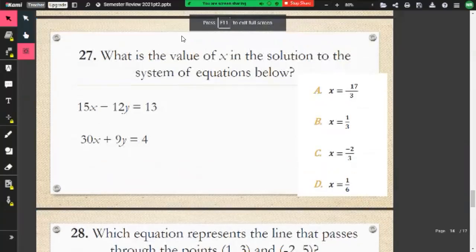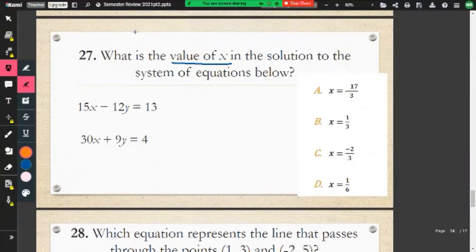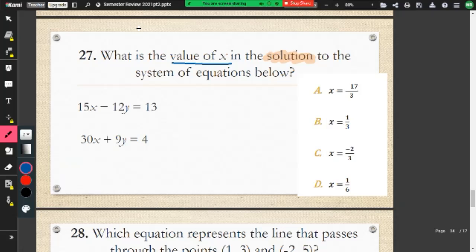It says, what is the value of X in the solution? So we're looking for X, but the key word here is what? Solution. Now you have two equations in standard form. You know that whenever you have two straight lines, the solution is considered what? Where they what? The point of intersection. We're trying to find where they intersect.